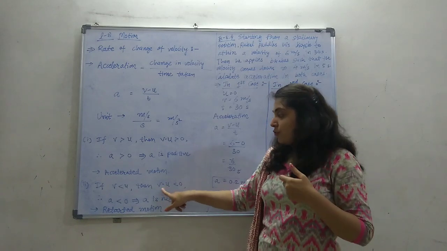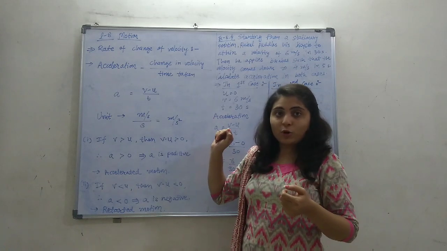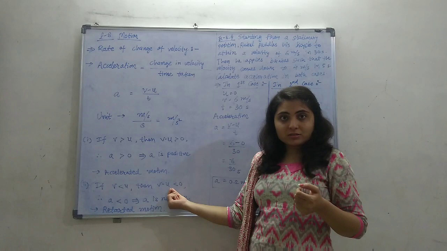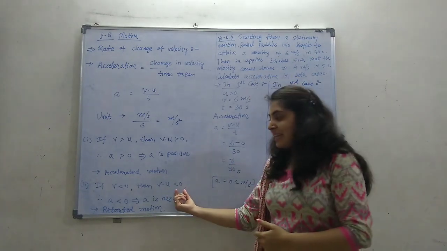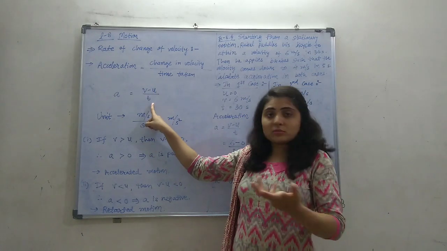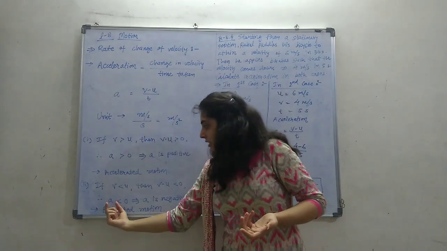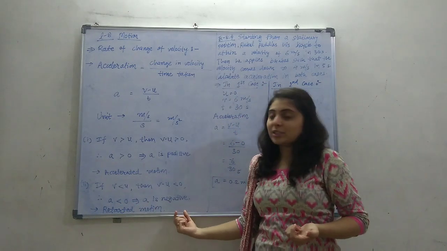Then this difference v minus u is less than 0. So v minus u, that means smaller minus bigger value. This difference will be negative, that means less than 0. So if this term is negative, t is positive. So negative upon positive, the answer will be negative. So a is less than 0, which implies that a is negative.